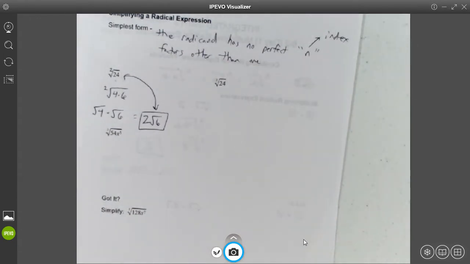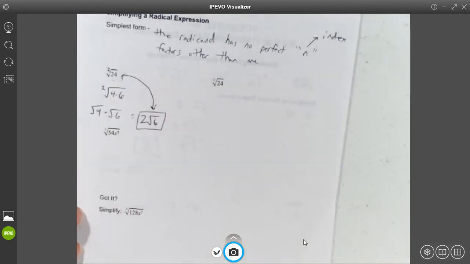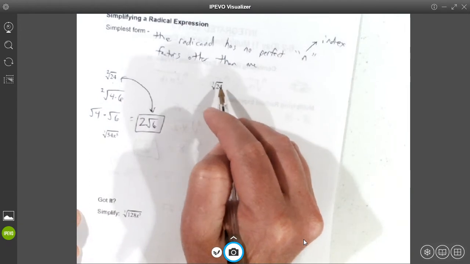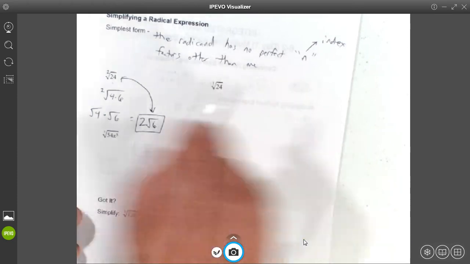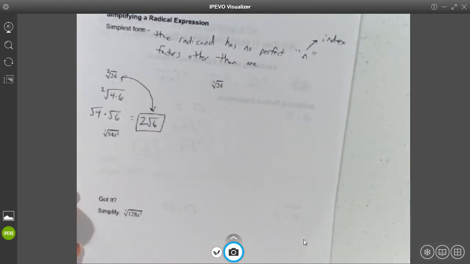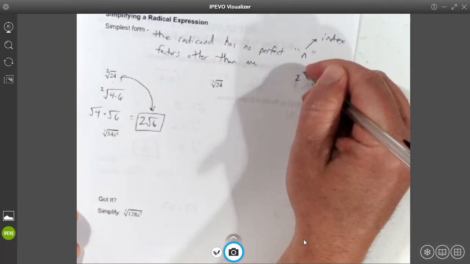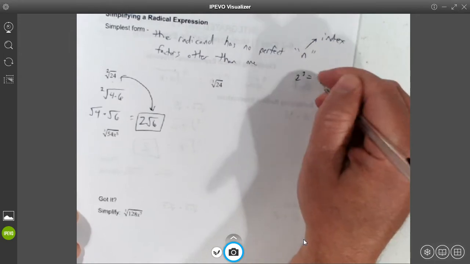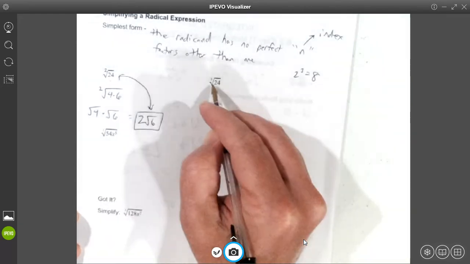Okay. So we've done the square root of 24. Let's look at the cube root of 24. Now, does 24 have any factors that are perfect cubes? It'd be great if we were in my classroom where I have all those posters up there. But let's look at some of the perfect cubes, other than 1. So 2 cubed, 2 times 2 times 2, that's 8. Oh, wait a minute. 8 is a factor of 24.